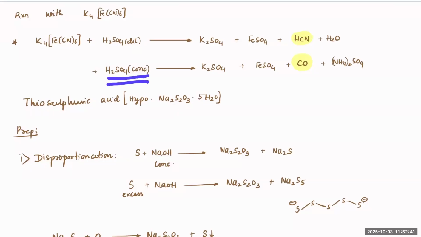But when you take concentrated H2SO4, it is not oxidation that is happening, but the breaking of bonds, so that again it will convert into some new compounds. So K2SO4 and FeSO4 are the same. Instead of cyanide taking H+ from here, the hydrolysis will be so violent that it will convert into carbon monoxide, and this nitrogen gets H+ and converts into ammonium sulfate.